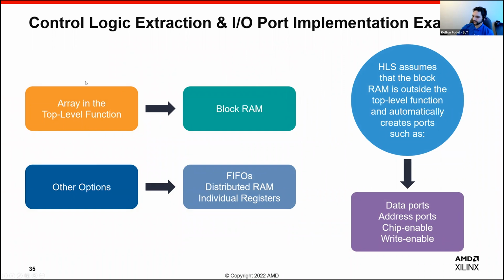Right, so since there was an array in the top level function, that implies some sort of RAM. By default, it's going to use block RAM. But again, by using pragmas or directives, you can tell the tool to use FIFOs, distributed RAM, or individual registers. So you can see how using HLS allows you to change your hardware pretty drastically just by changing a simple setting in the code. Whereas if you were changing from block RAM to a FIFO or individual registers in VHDL code, that could require a lot of recoding in your design.